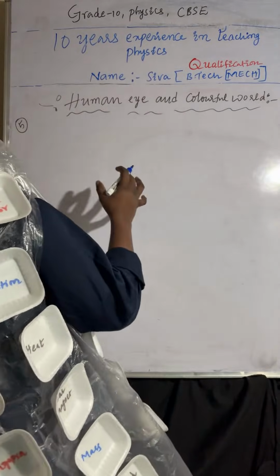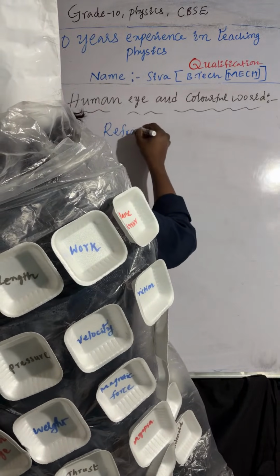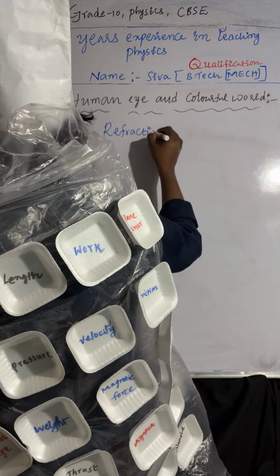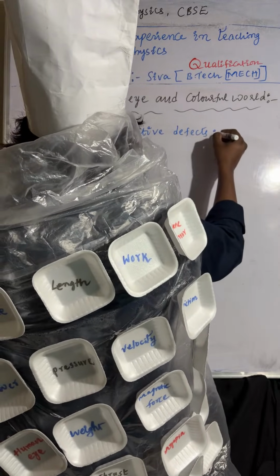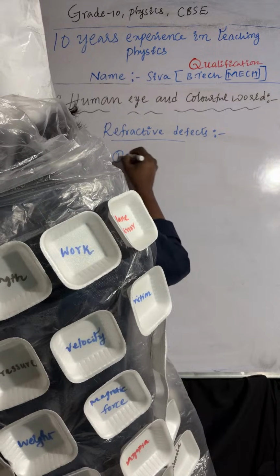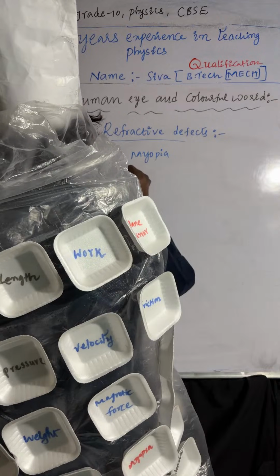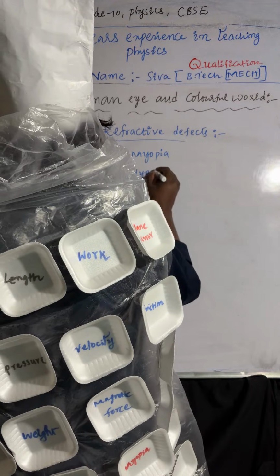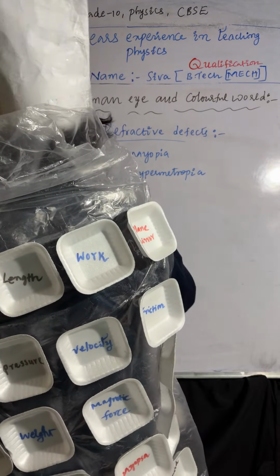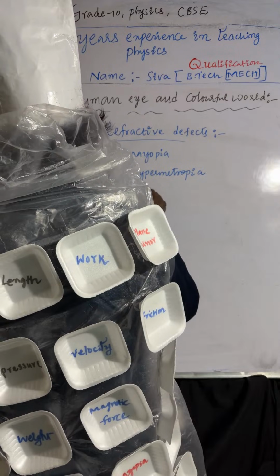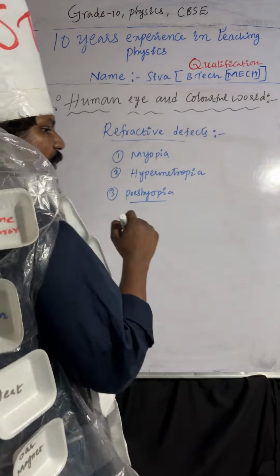Coming to the refractive defects. These are the refractive defects. Point number 1, myopia. Point number 2, hypermetropia. And the third one is presbyopia.